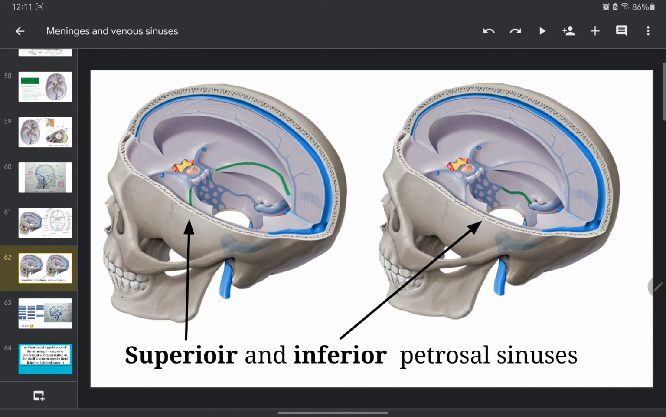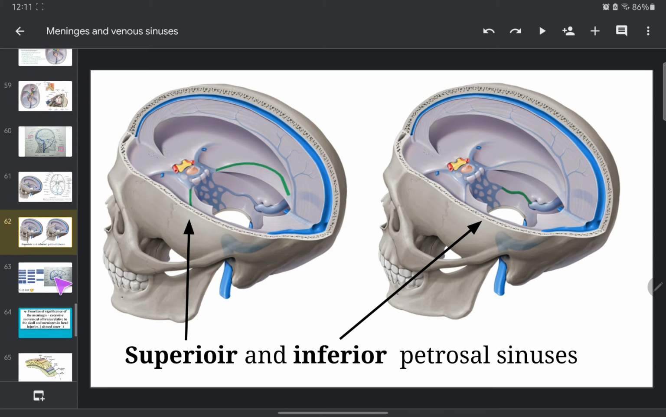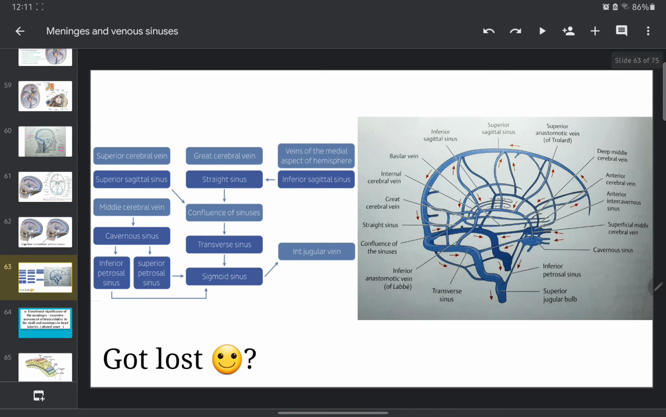Now these sinuses, just as I said, we have the origin and we have the termination, which were already discussed many times. Now you might get lost, but these venous structures are important to drain the venous blood and the cerebrospinal fluid from the brain, ultimately ending into the internal jugular vein.